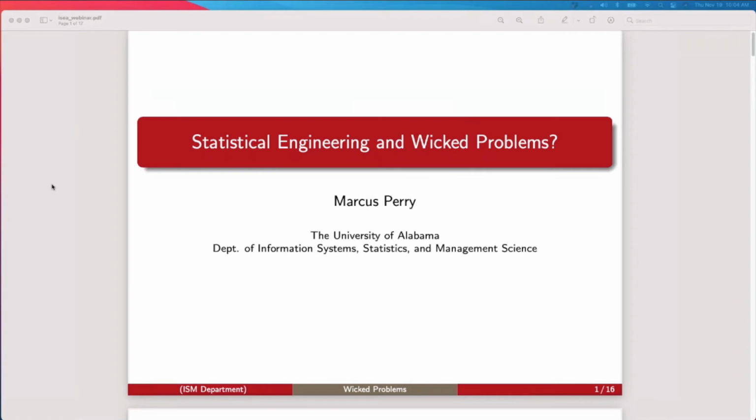Dr. Perry is a professor of statistics in the Department of Information Systems, Statistics, and Management Science at the University of Alabama's Culverhouse College of Business. He received his MS degree in Manufacturing Systems at Southern Illinois University in 2000 and his PhD in Industrial Engineering from Florida State University in 2004. His research interests include all aspects of quality engineering, with primary emphasis on statistical process monitoring and engineering experiments. Dr. Perry currently serves as editor-in-chief of Quality Engineering, an official journal of the American Society for Quality. Welcome, Marcus.